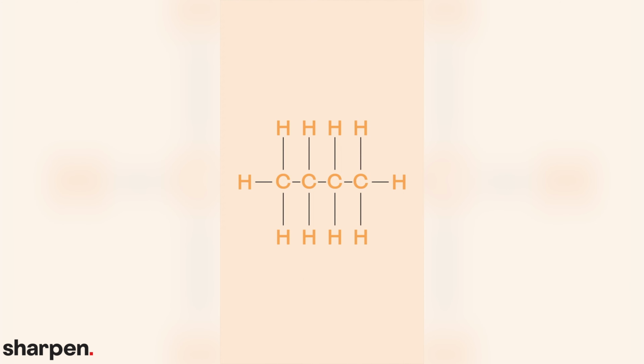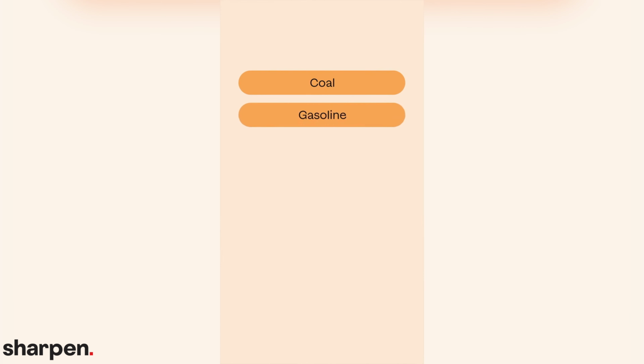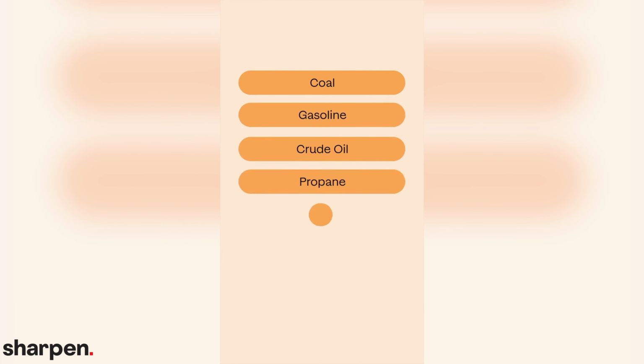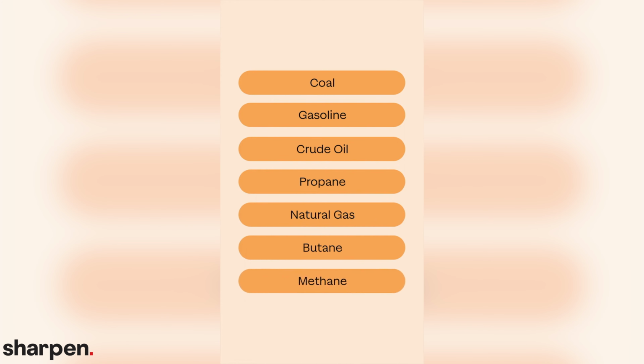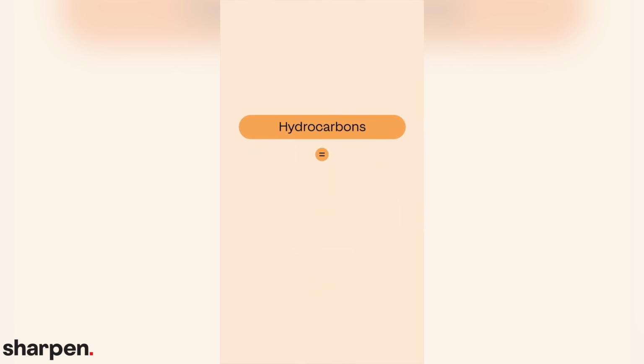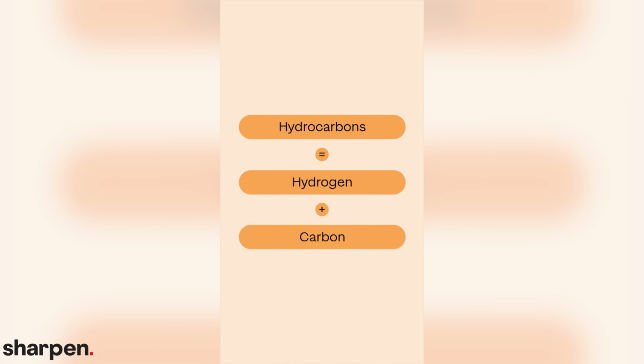Hydrocarbons are the main ingredient in fuels such as coal, gasoline, crude oil, propane, natural gas, butane, and methane. Hydrocarbons are molecules that contain only hydrogen and carbon, but thanks to carbon's ability to form multiple shapes and bonds, these compounds can also form different molecules depending on the length of their chains, the manner of their branched chains, or even the rings they form. Some molecular compounds share exactly the same chemical formula, but form different chemical compounds due to different arrangements of their bonds. These compounds are known as isomers.